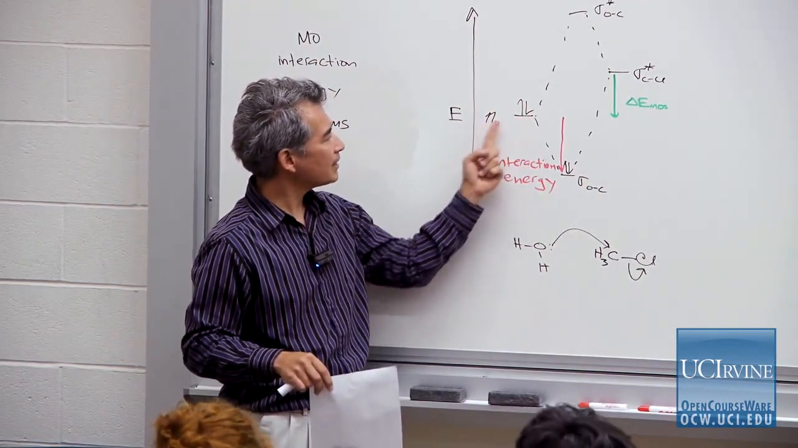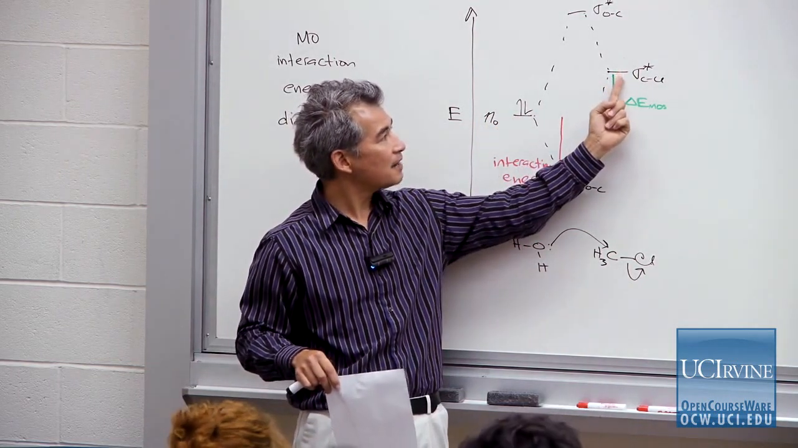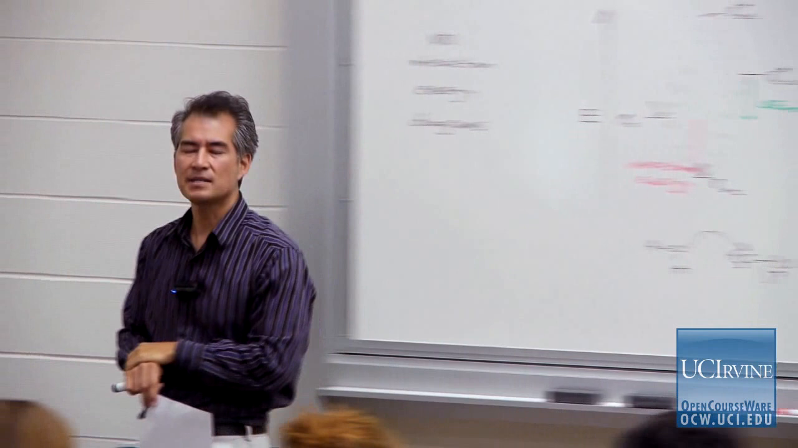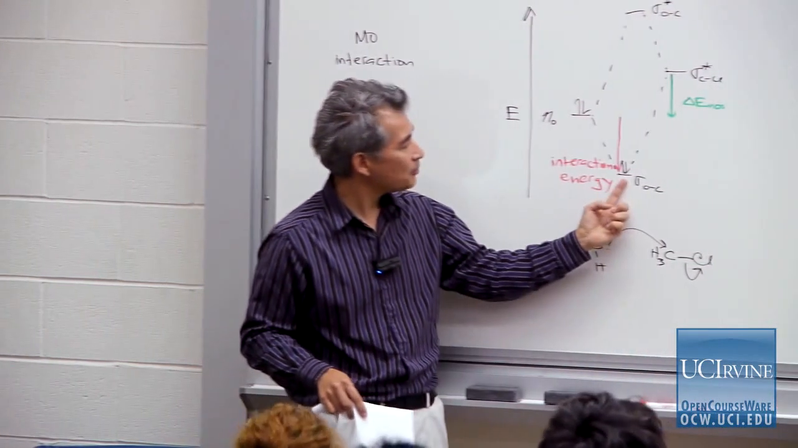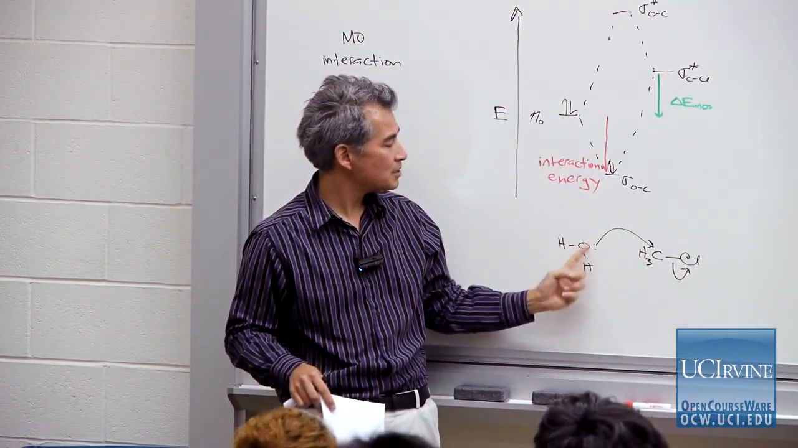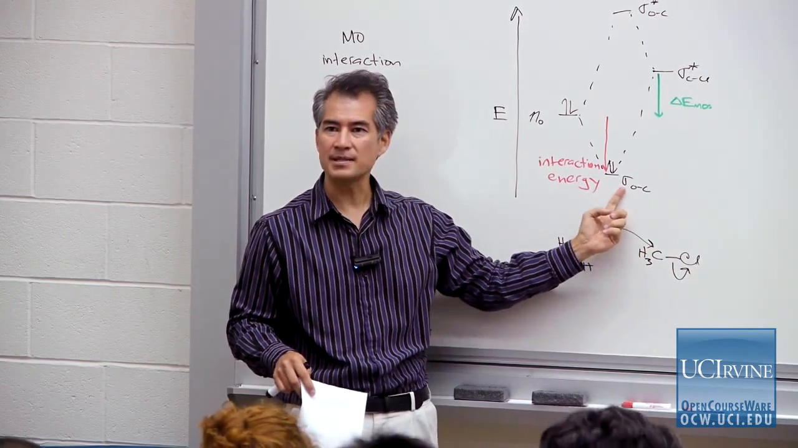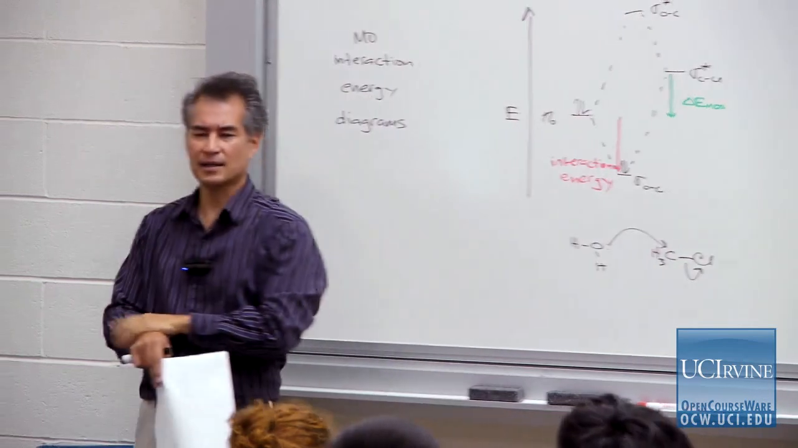A filled orbital like this, the non-bonding orbital on oxygen, is interacting with an unfilled orbital, this sigma star antibonding orbital for the carbon-chlorine bond. And if I mix two orbitals, I have to get two orbitals out. I get a filled orbital that's lower in energy and an unfilled orbital. I create a new bond, a new oxygen-carbon bond. I'm representing it like this. I create a new antibonding orbital that goes along with that new bond.